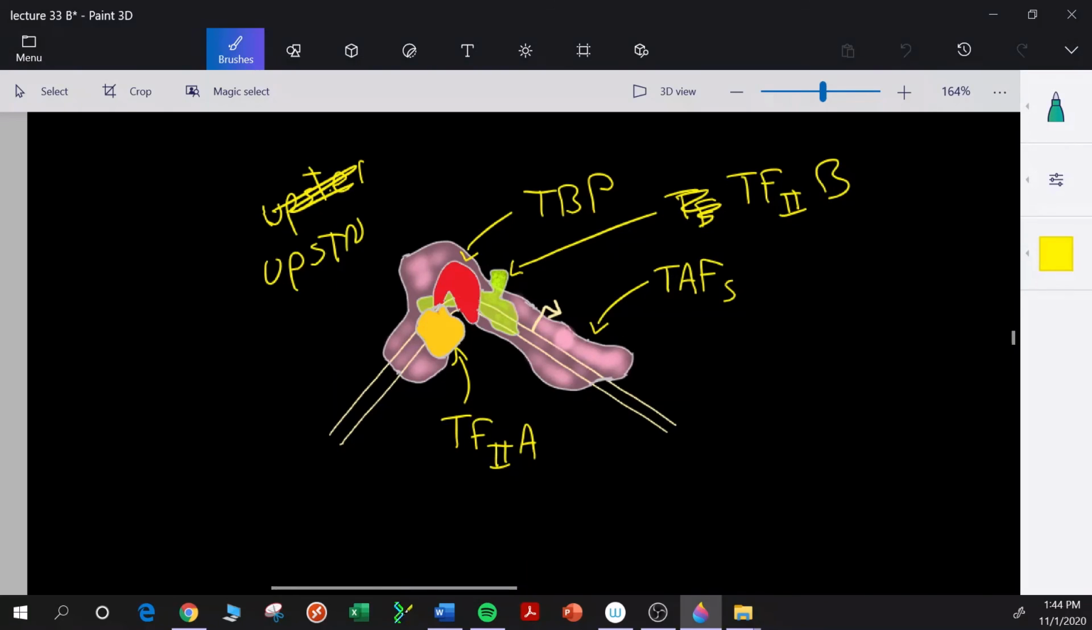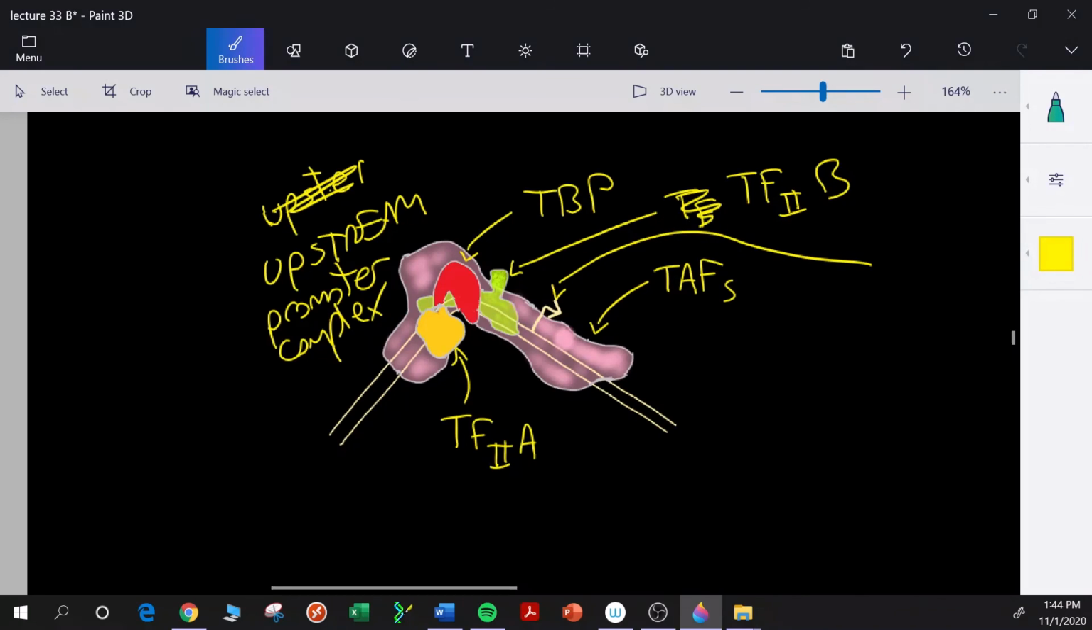So this is the upstream promoter complex. And what does upstream mean? Upstream is sort of relative to the +1 site. We have the +1 site diagrammed here with an arrow, the white arrow there. So that's the +1 site. But we don't have RNA polymerase here yet. RNA polymerase is going to come in next.